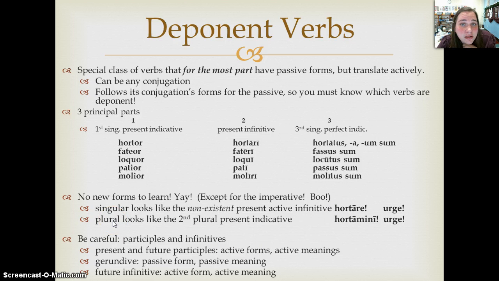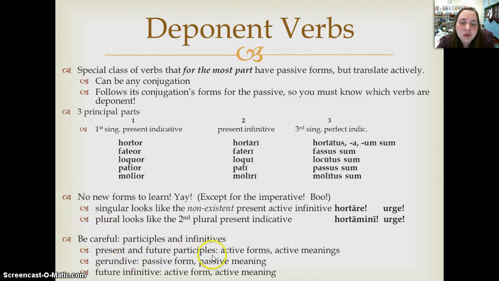The plural deponent imperative is going to look like the second person plural present indicative. So hortamini is how you tell more than one person to urge, okay? The only thing you need to be careful about, so notice this emboldened, italicized for the most part up here, the reason why I have done that is because the participles and the infinitives break the rules a little bit. They break the rules in intuitive ways that you can understand, but they still break the rules.